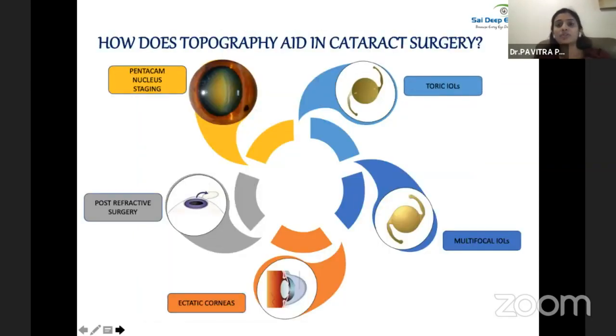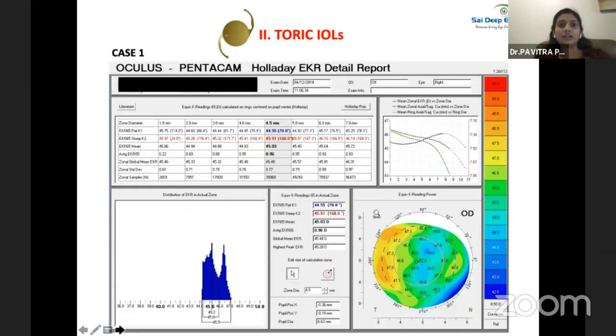Next, we talk about the use of topographers in planning toric IOLs. It is very well known that automated keratometry performs poorly in cases of suboptimal ocular surfaces. Therefore, corneal topography is a prerequisite to obtain reliable measurements of astigmatism as well as the axial position in candidates for toric IOL. So this is a scan known as the Holladay Equivalent Keratometry Reading Map, which is available on the Pentacam topographer. This map was designed to take into account the refractive effect of both anterior as well as posterior surfaces of the cornea.